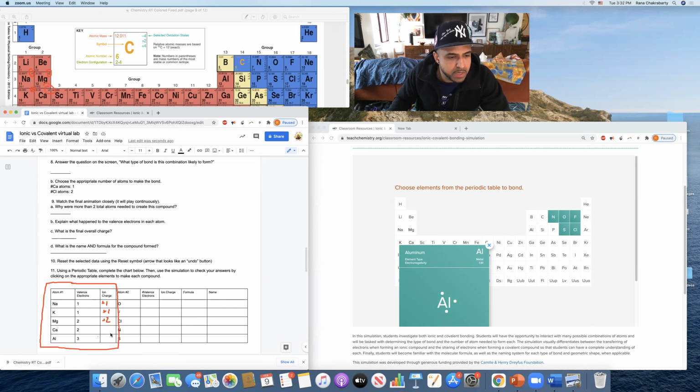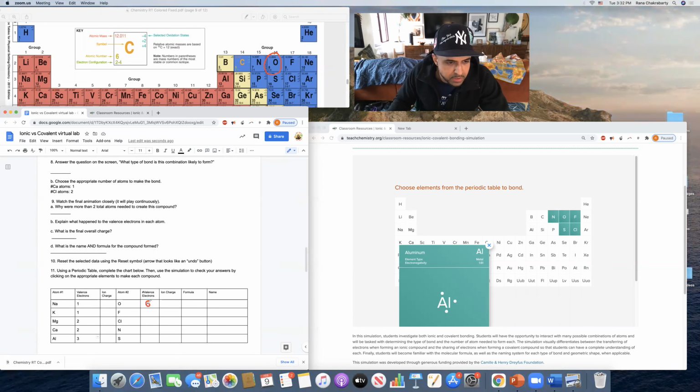And then calcium is always positive 2, it wants to lose those 2 electrons. And aluminum is positive 3. Metals lose electrons, right? And now we go to oxygen. Oxygen is 2-6, so it has 6 valence electrons.